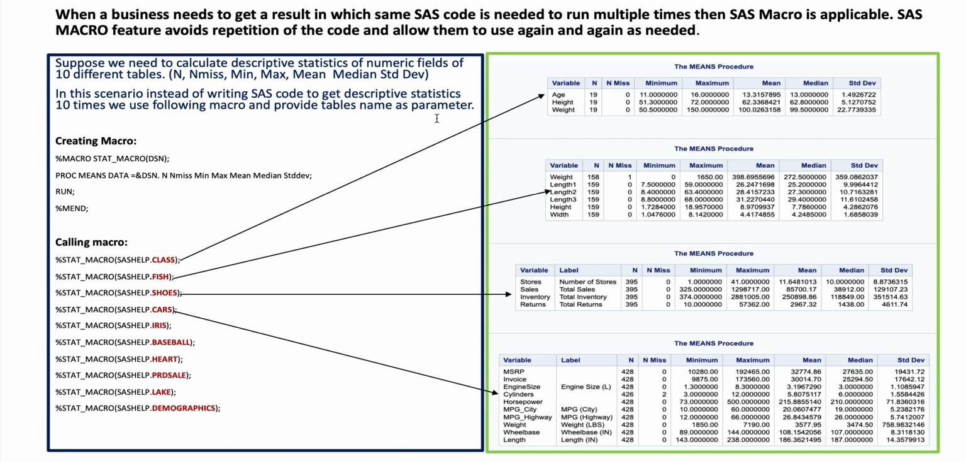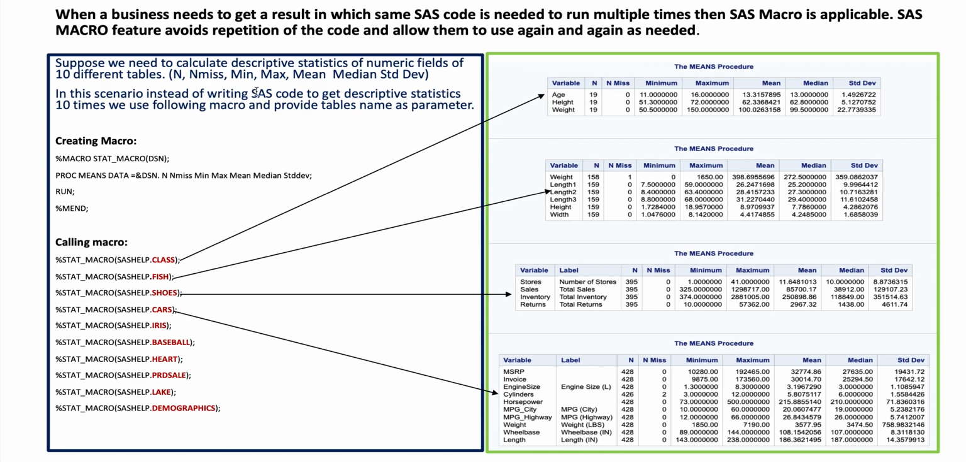To complete the process, we have to follow 2 steps. First step, creating macro, and second step, calling macro. First step, creating macro. It starts with %macro. Then we have to provide macro name. Stat underscore macro is macro name, and inside the parentheses we provide macro variable name, which is DSN. This variable is local macro variable.